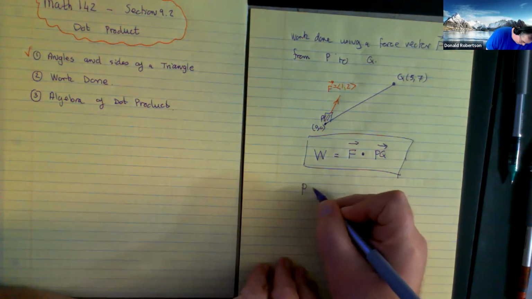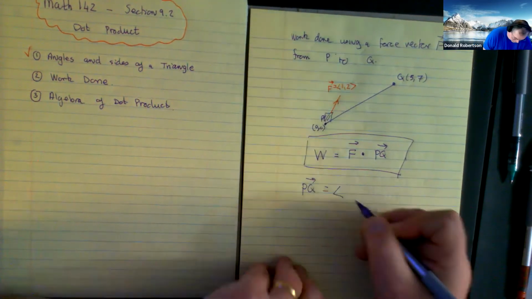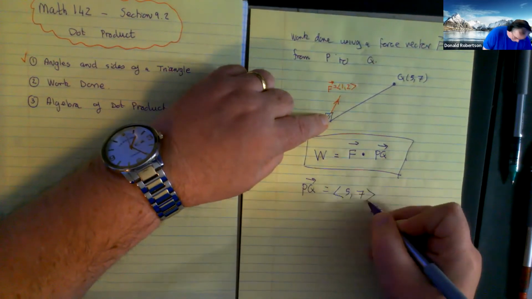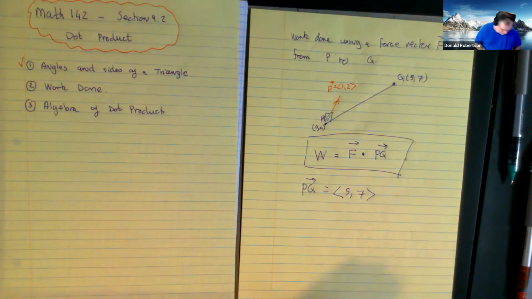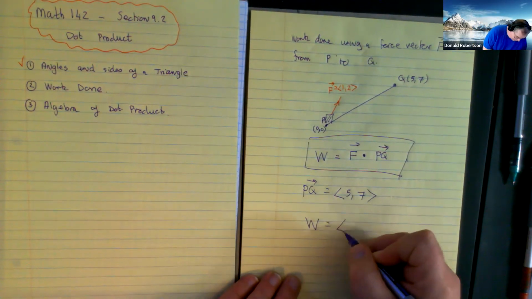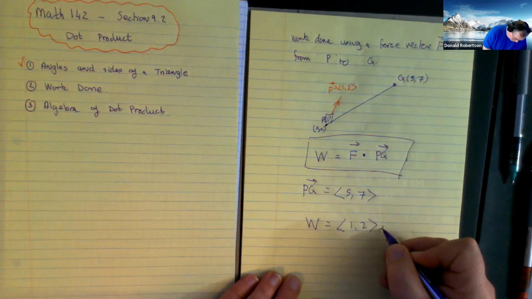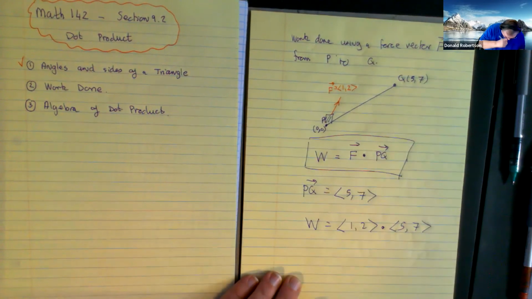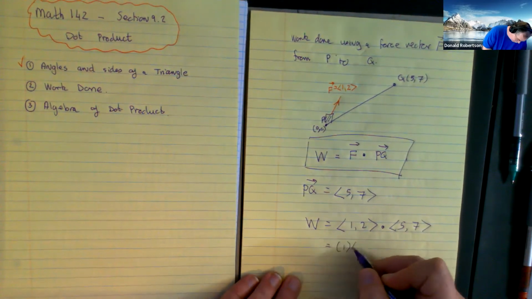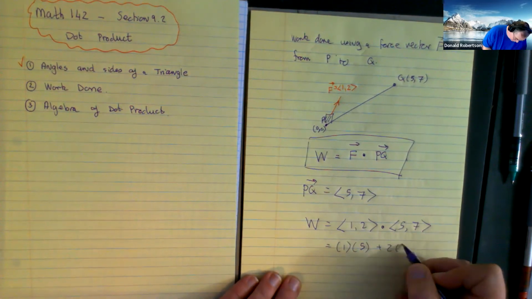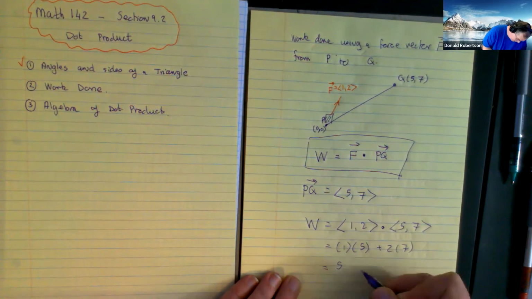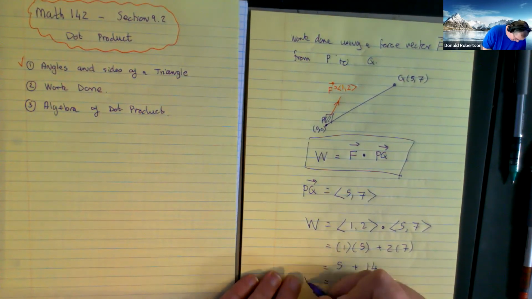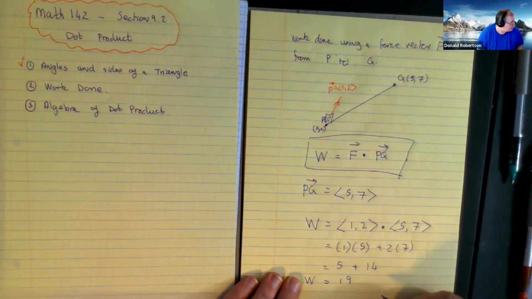So in the question, the first thing I would do would be find PQ. So what would that be? 5 take away nothing, and 7 take away nothing. Can you see it's simply just 5 and 7? And so the work done would be the dot product 1, 2 with 5, 7, moving it from 5 along and 7 up. And that would be 1 times 5 plus 2 times 7. And that's 5 plus 14. And that is 19.